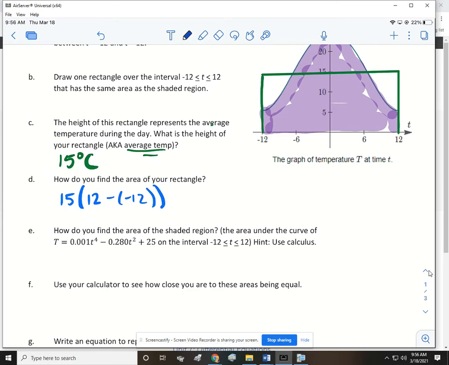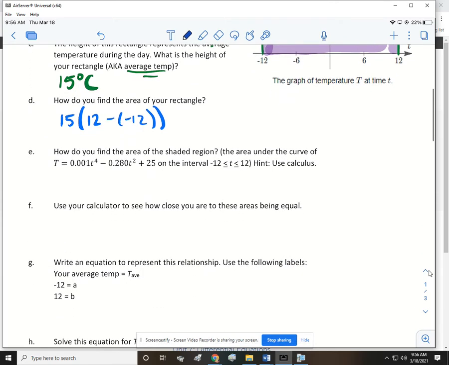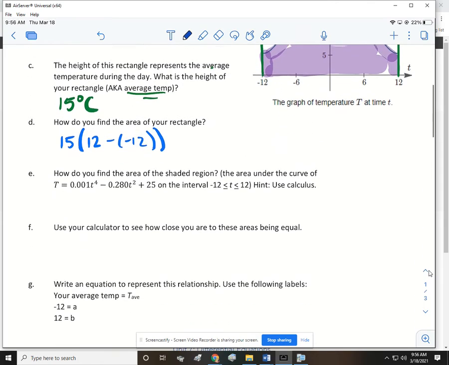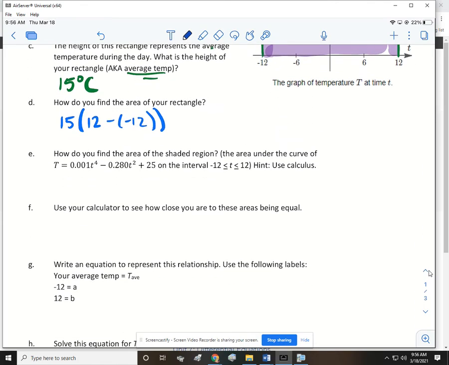All right, and then for E, how do you find the area of the shaded region, the area under that curve on the interval from negative 12 to 12? And there's a hint that we do need to use calculus. So anytime we're finding the area under the curve, we are finding the integral from negative 12 to 12 of that t function with respect to time. So that's why we have the dt with the lowercase t.